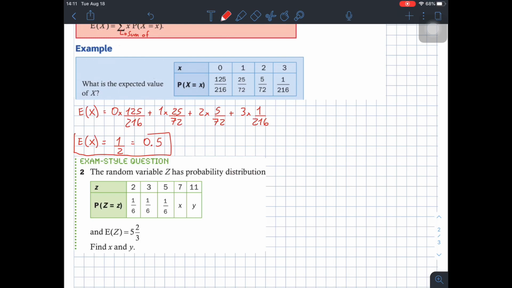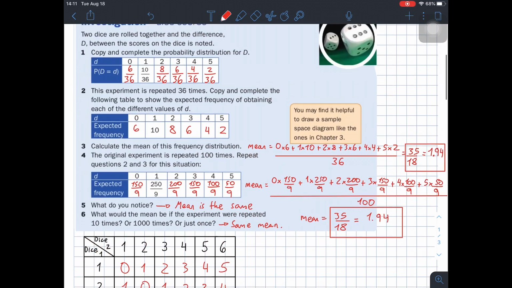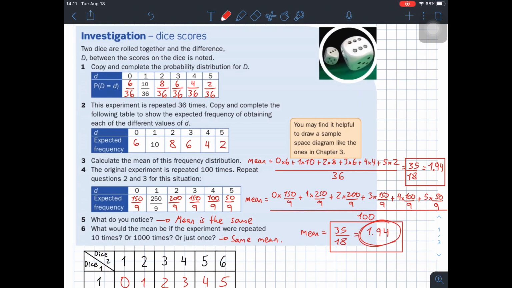Okay, one thing that I forgot to discuss in the investigation is, what does this value mean? What does the 1.94 mean? In this particular situation, we're talking about the difference in the dice, right? This 1.94 that we get as a mean means that if I perform this experiment multiple times, let's say 1,000 times, then the mean difference, the average difference that I will get by doing the experiment multiple times would be 1.94, okay? That's the meaning of the expected value.